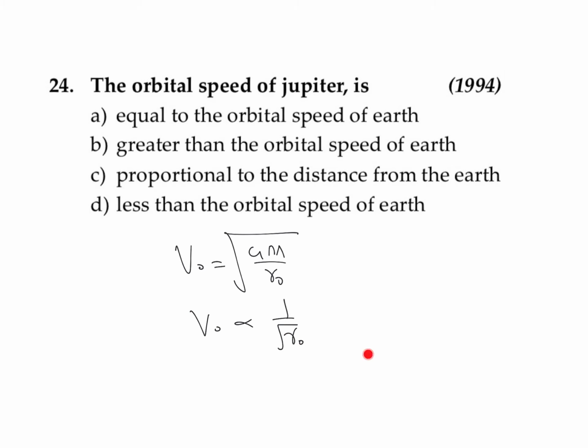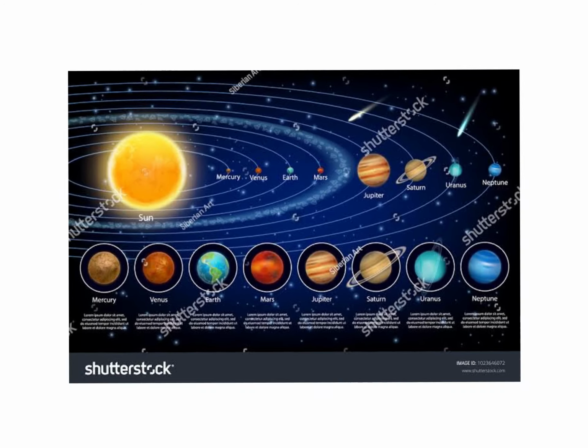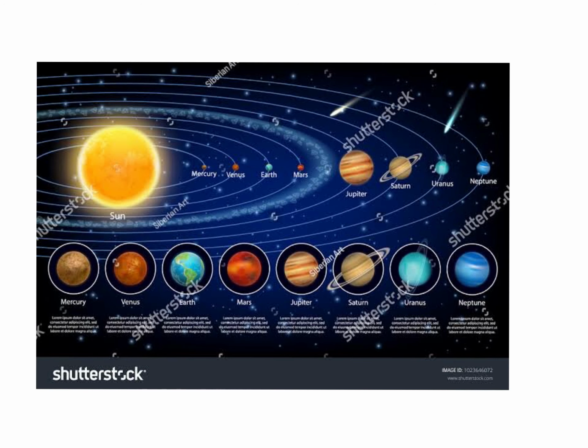So if you are considering the planetary system, let's see about this planetary system. So we know the arrangement of different planets. First one is Mercury, then second one Venus, then Earth, then Mars, then Jupiter. So if you are considering the radius, from here you can easily observe that the orbital radius of Earth is less as compared to the orbital radius of Jupiter. So r for Jupiter is more than that of r for Earth.